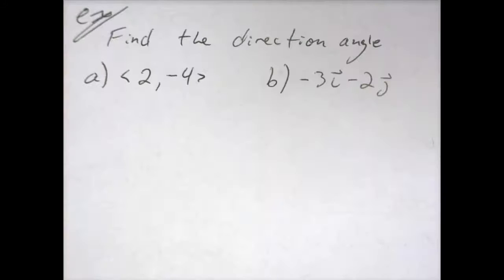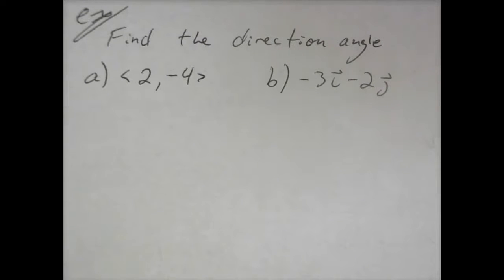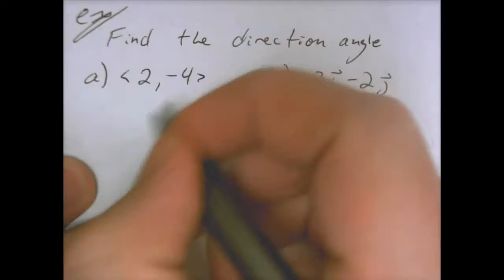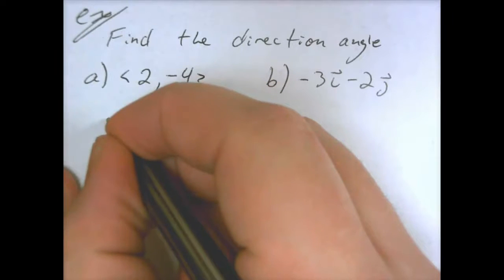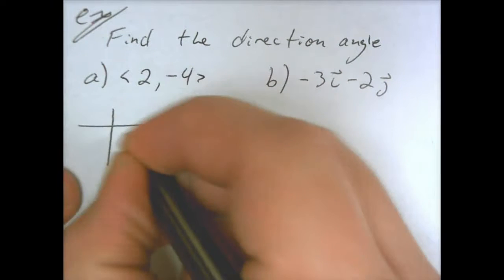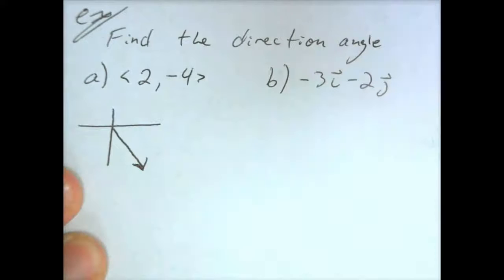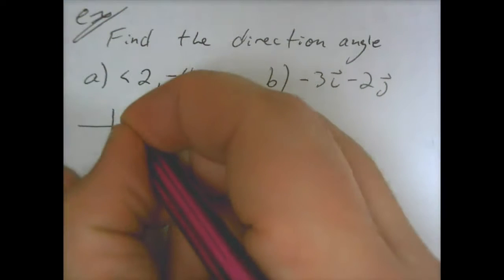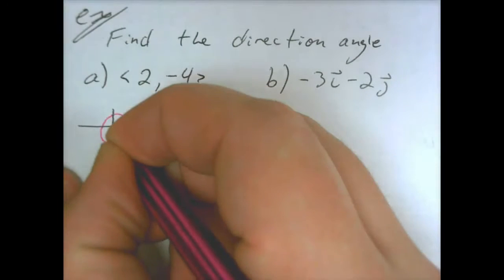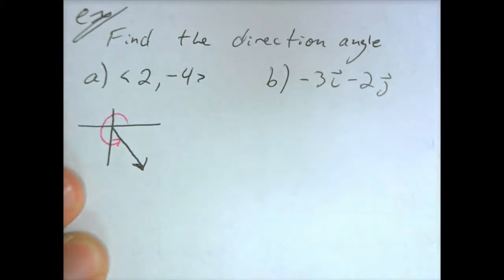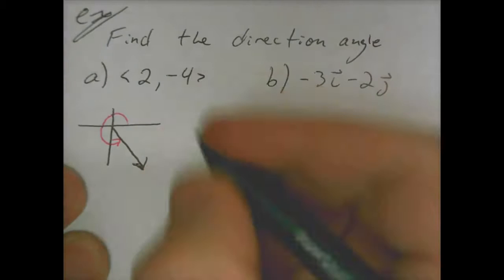So let's look at it. Okay, so say we are just trying to find the direction angle. Well, I know I can graph this vector 2, -4. That should be in the fourth quadrant. So 2, -4, it's down there. And I know for the direction angle, I'm going to need to know the angle all the way around to the angle. Well, notice that is just short of 360 degrees.